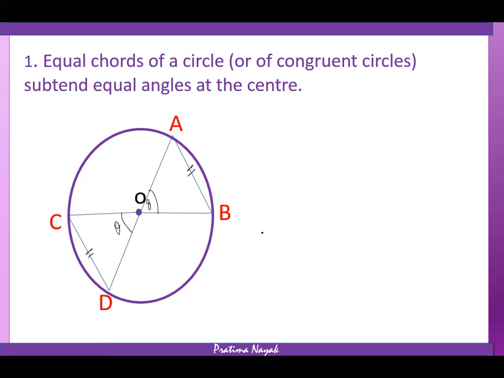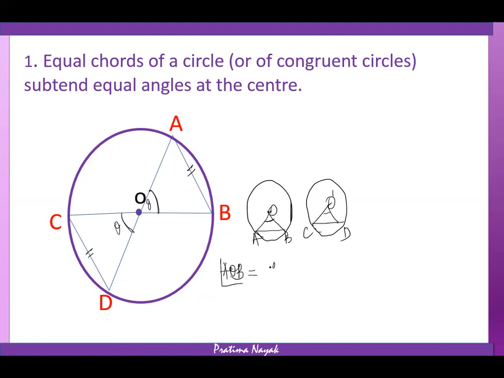Congruent circles means if there are two circles with the same radius, they are called congruent circles. Then if the chords' lengths are the same, they will also make equal angles at the center. This is the meaning of congruent circles whose radius is equal. First point, you can note: if chords are equal, they subtend equal angles at the center. That means angle AOB is equal to angle COD.